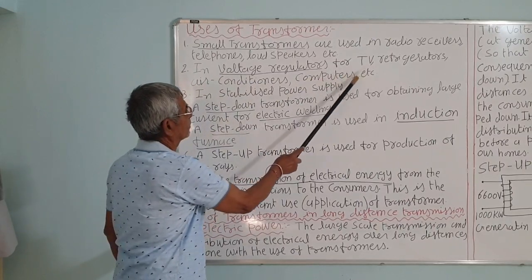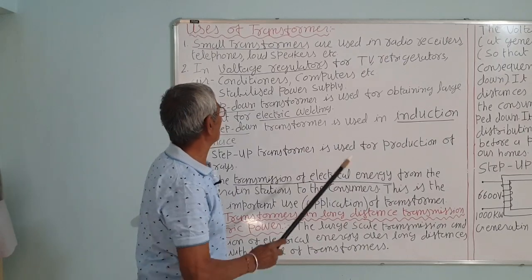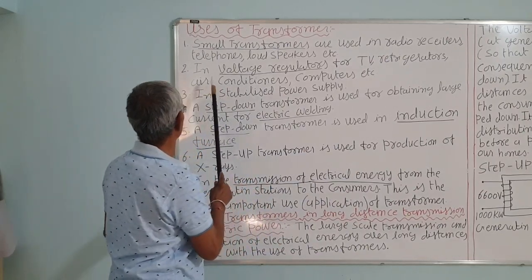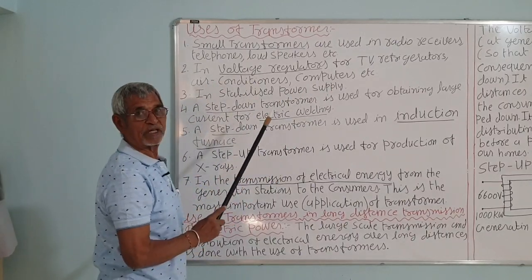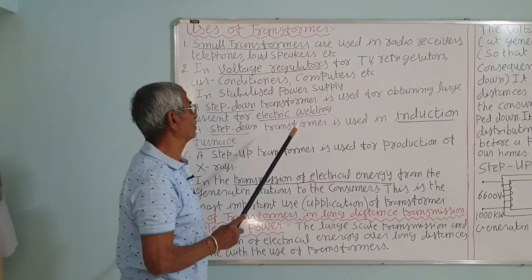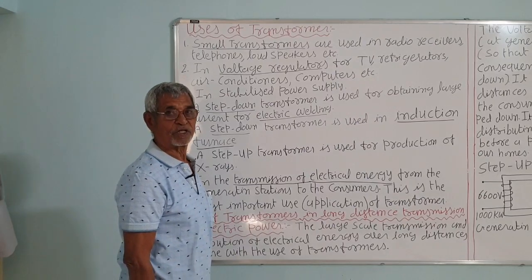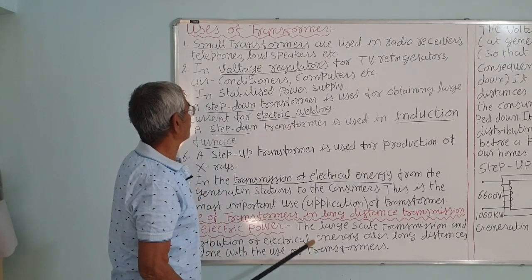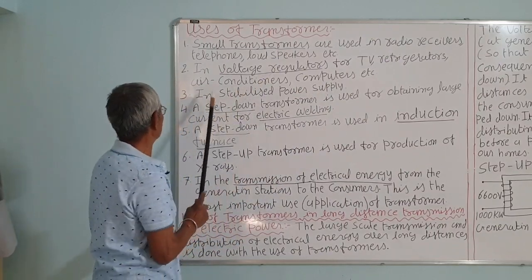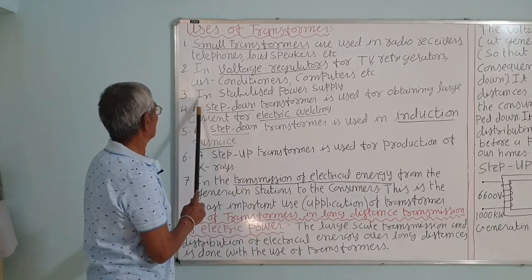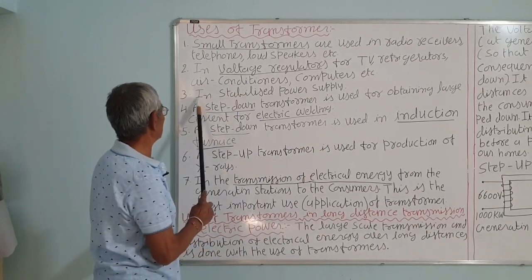Number 2. In a voltage regulator for TV and refrigerator, to control and regulate the voltage required for the device or gadget. Air conditioners and computers: if there is voltage fluctuation in the supply, it may damage your computer, fridge, or air conditioner. So a voltage regulator is used to give the required voltage in the output. There is a transformer used in it. Next is stabilizing power supply. The power supply is stabilized by using the transformer.